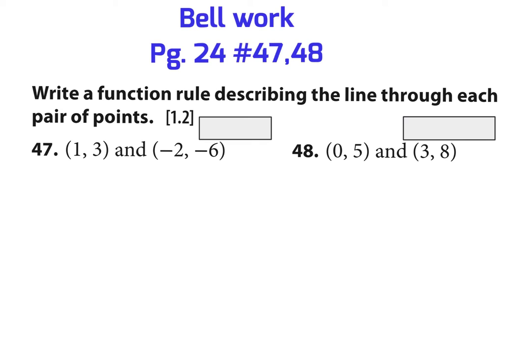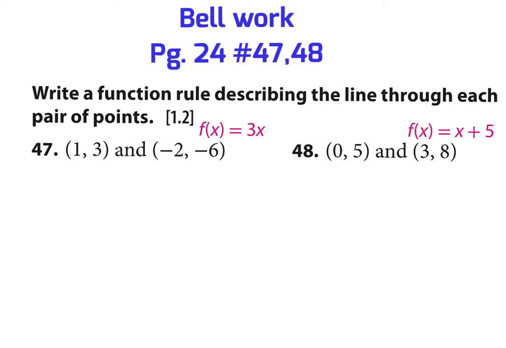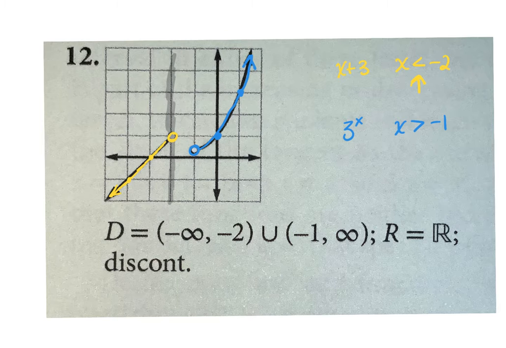So here they just wanted, basically, the y equals mx plus b for the line that they described. The first one had a slope of 3 and a y-intercept of 0. So your function looks like this, f of x equals 3x. The second one had a slope of 1 and a y-intercept of 5, which they actually handed you right there with your (0, 5). But it's f of x equals x plus 5.